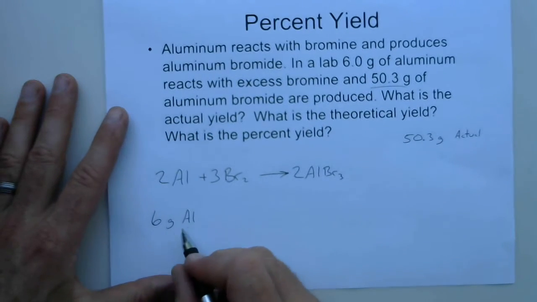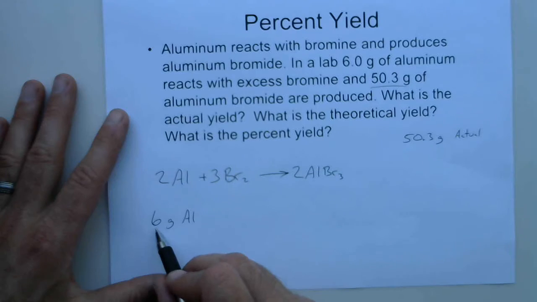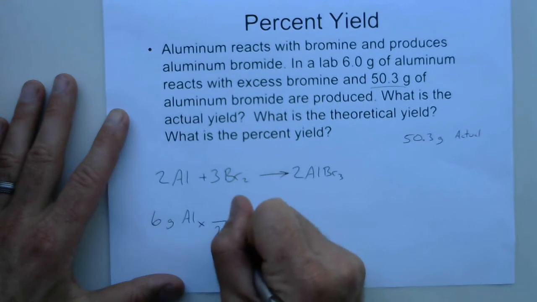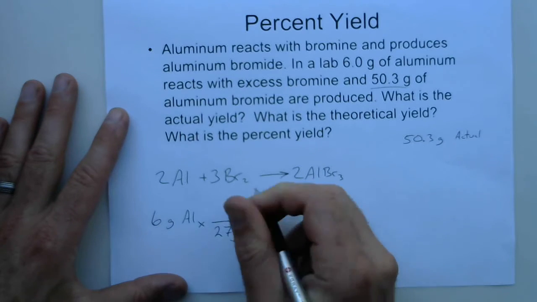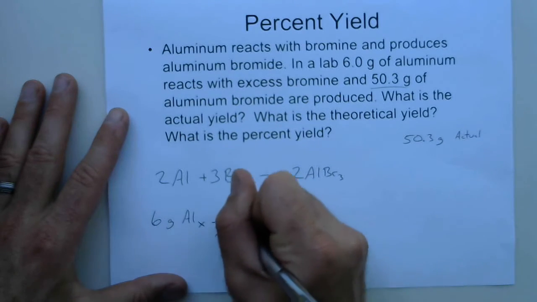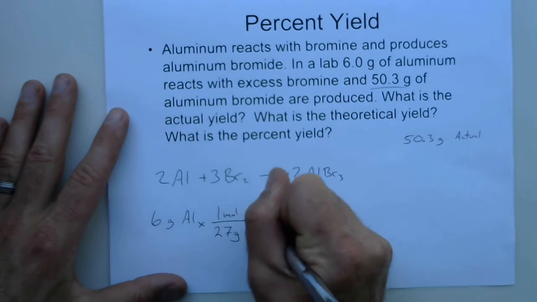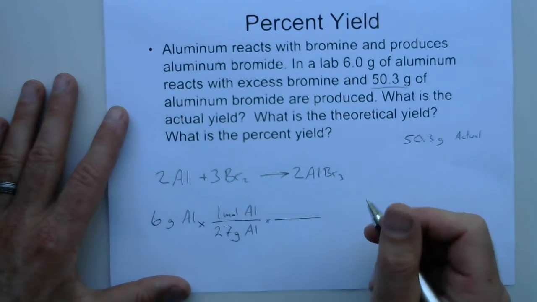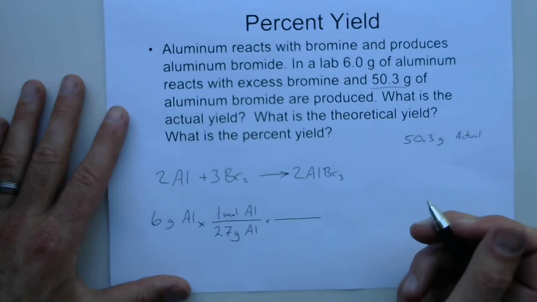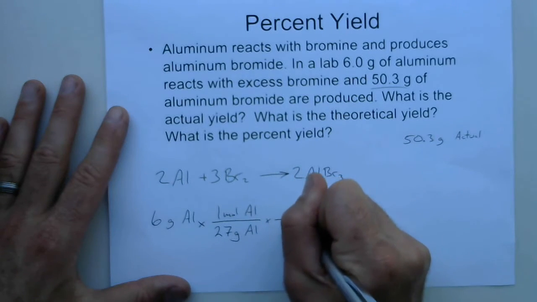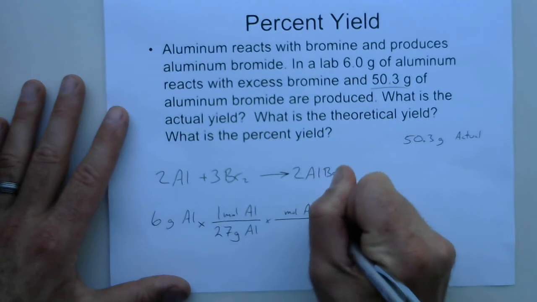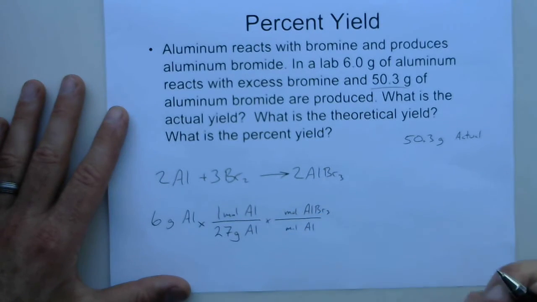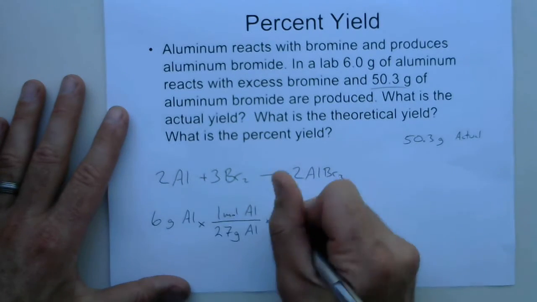All right. So now we can do the stoichiometry. We've got 6 grams of aluminum. We're going to change that into moles. So the molar mass of aluminum, look it up on the periodic table, it's 27 grams of aluminum for every 1 mole of aluminum. And then in the balanced equation, we want to figure out how many moles of AlBr3 are produced every time a mole of aluminum reacts. It's a 2-to-2 ratio.